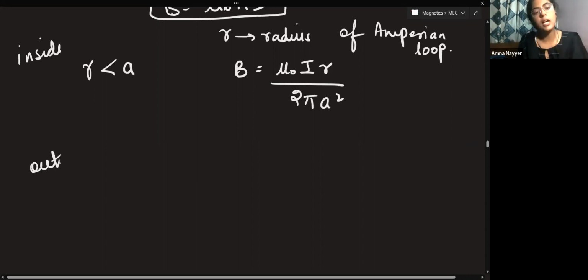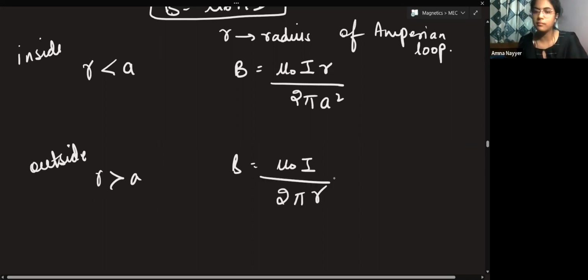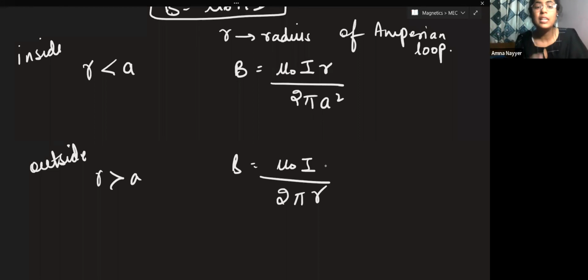For the region that was outside, means r was greater than A, that will be directly mu naught I divided by 2 pi r. Because I told you, here the total enclosed current I enclosed will directly be I because it is enclosing the whole current that is within the wire. Since in the previous question, r was for a small portion within the wire, that's why we had to consider it by unit length. Right now this is directly the current enclosed, so we'll write B into L is equal to mu naught I. L will be 2 pi r, and this will be the final formula that we'll get.